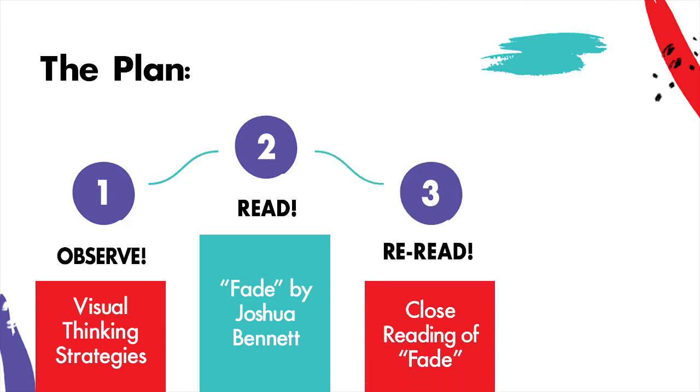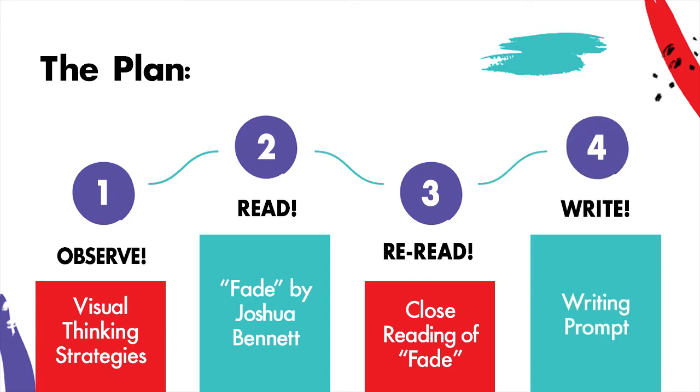Third, we're going to do another read-through of Joshua Bennett's Fade. This time, we're going to have the help of a close reading chart. That way, we're able to question, analyze, and better connect to what the poem is trying to say. And lastly, we're going to close out our lesson with a writing prompt inspired by the art that we observed with the painting and the poem. Let's get to work, y'all.